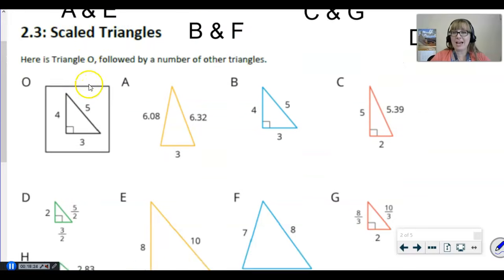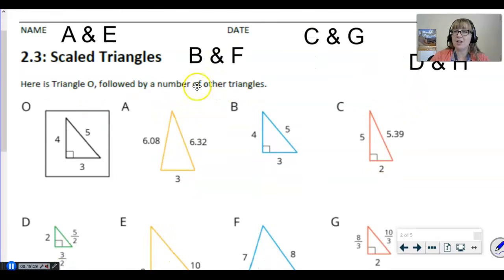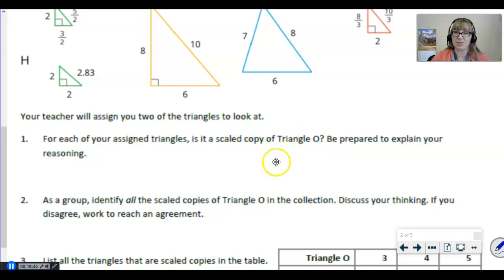If you have enough time, you can move on to each one of these other pairs. It's great to put your brain to work, but I don't want to overwhelm you, because this is something that we do in class where everybody works together on it to compile that information. So pause the video and compare. Is your set of triangles that you're choosing, are they scaled copies of O? Make sure you have those answers and continue to watch the video once you're ready.